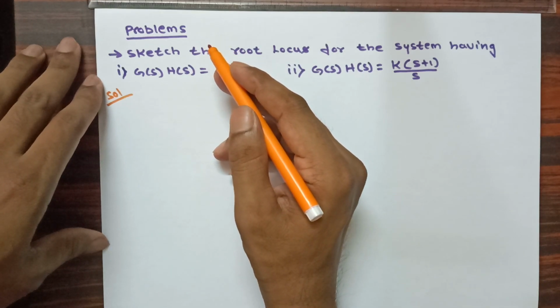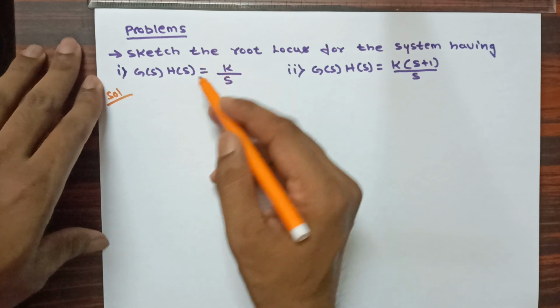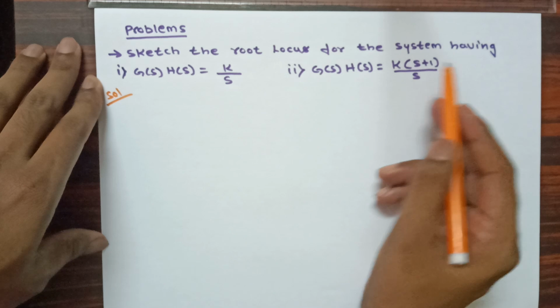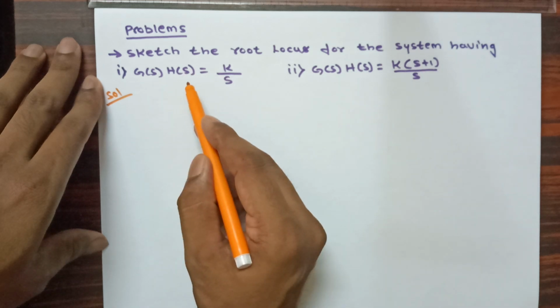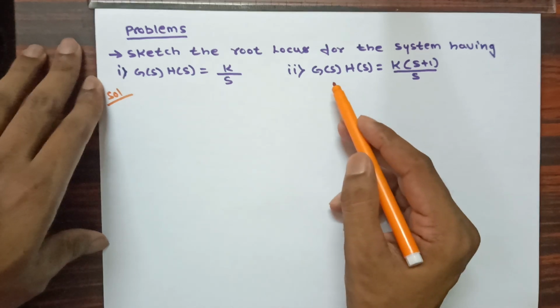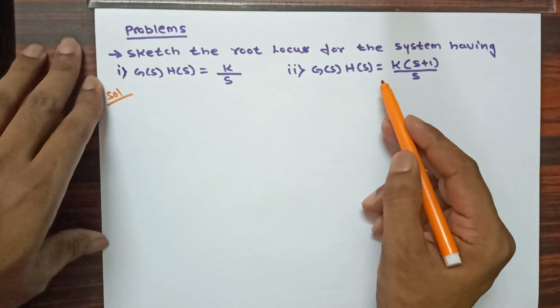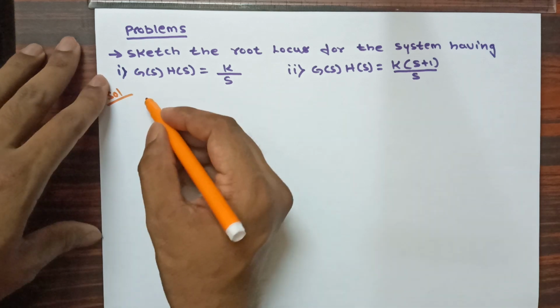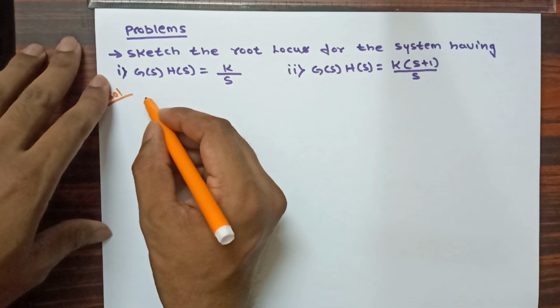Today we are going to solve some problems on root locus method. Sketch the root locus for the system having first question, G(s)H(s) is equivalent to K by s. Second question, G(s)H(s) is equal to K into (s plus 1) divided by s.